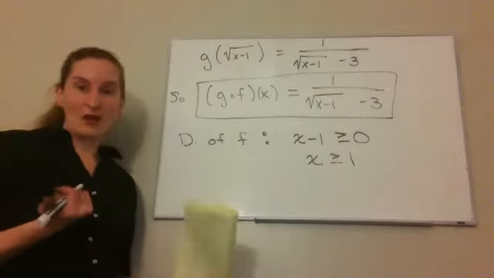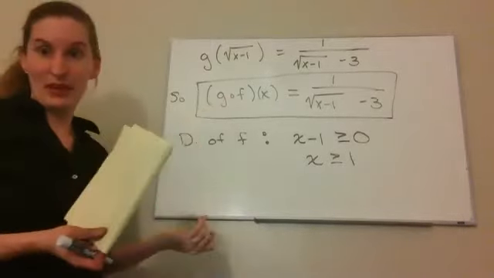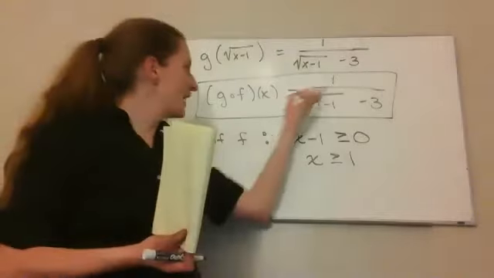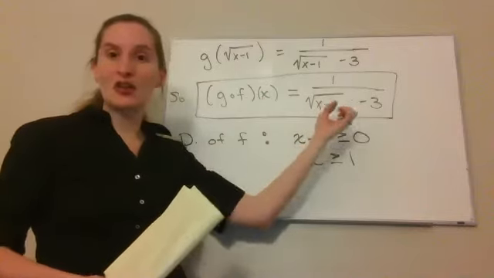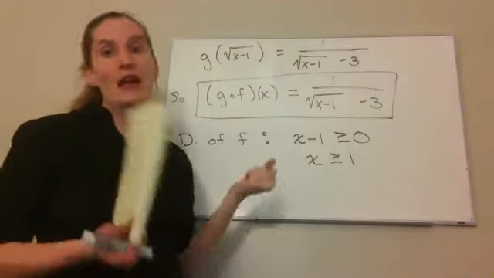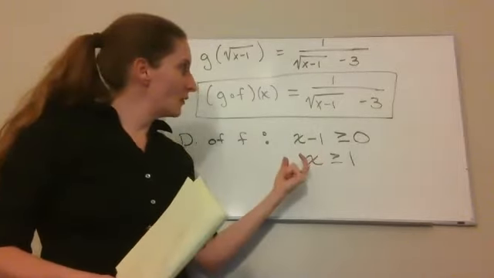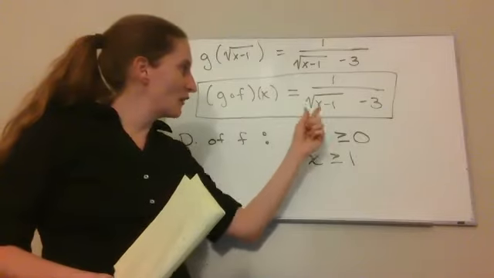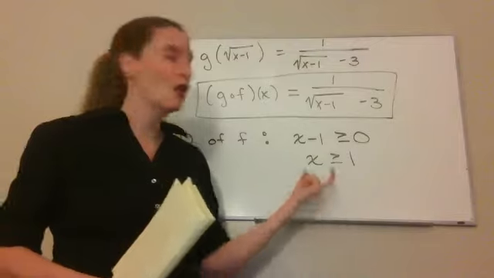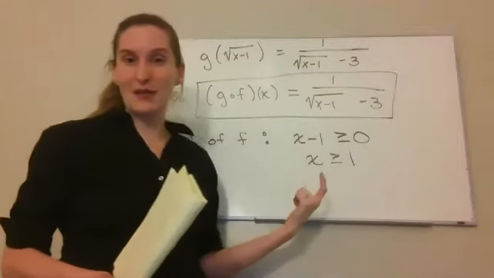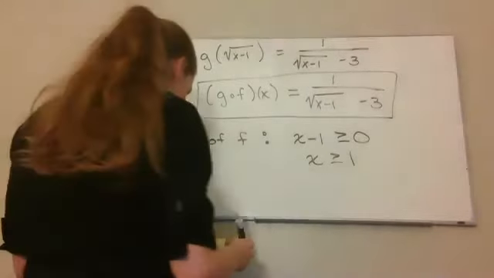But are all of those actually going to be allowed in our new composition? Maybe, maybe not. We have to take a look at what we have here. My actual composition, I need to make sure I'm not having square roots of negatives, and I need to make sure I'm not dividing by 0. Now, I'm not going to have any square roots of negatives because what's underneath the square root is already what I took care of when finding the domain of f. But is it possible to divide by 0 on this function? Yeah, it is. So I need to make sure I don't divide by 0.